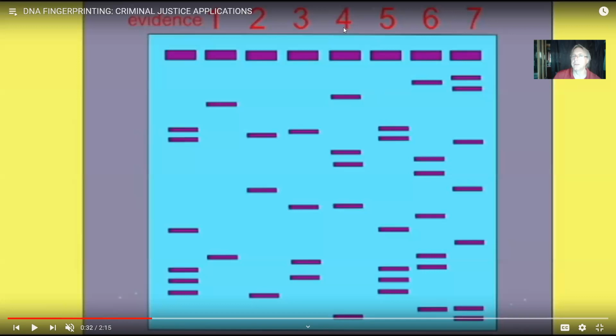Also, it should be noted that there have been many cases where individuals have been wrongly convicted by a jury of their peers using physical evidence or eyewitness testimony or whatever. And let's say that a jury was considering whether suspect 4 was guilty of this crime. Well, this evidence clearly shows that this is not suspect 4's DNA.